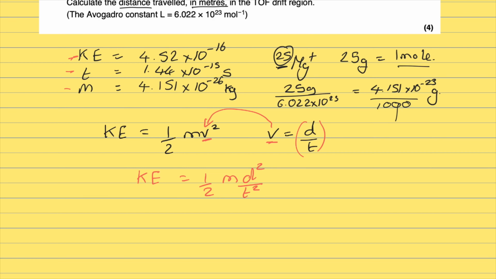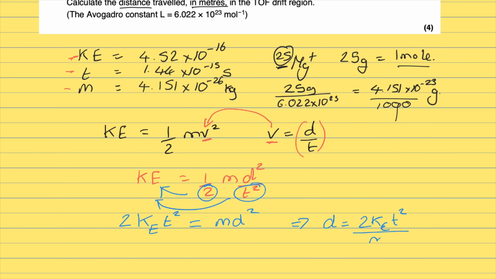So let's get on with rearranging the equation first. All the numbers on the bottom, so the 2 and the t squared, I'm going to multiply up and put them up here. So I'm going to end up with 2KE t squared equals m d squared. Now I just need to divide both sides by the mass, which will give us 2KE t squared over m equals d squared. Obviously, if I want to find out d, I'm just going to need to square root that.